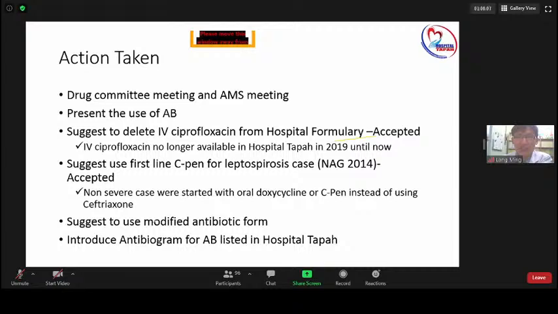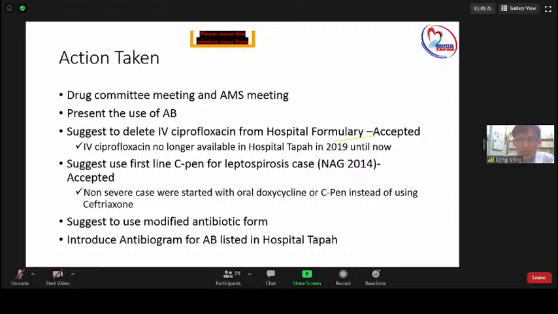We also suggest the usage for leptospirosis. My suggestion to the doctors is to delete IV ciprofloxacin and fluoroquinolone totally for non-severe cases, since 2019. But this one I need to explain further, because the guideline changed and we cannot use the same suggestion anymore. If a doctor needs to use it, we also suggest using the modified antibiotic form for third generation cephalosporin.